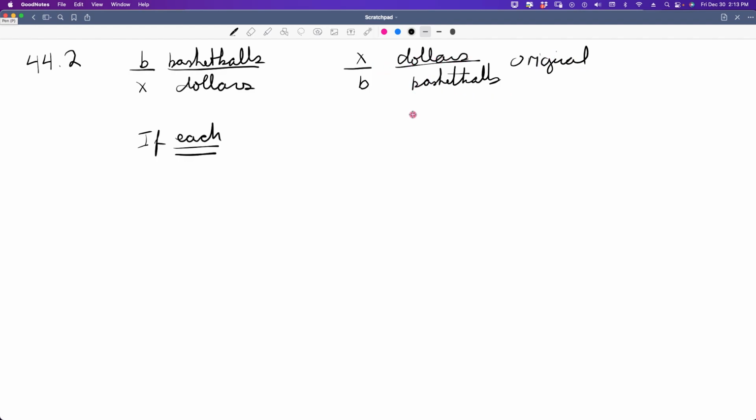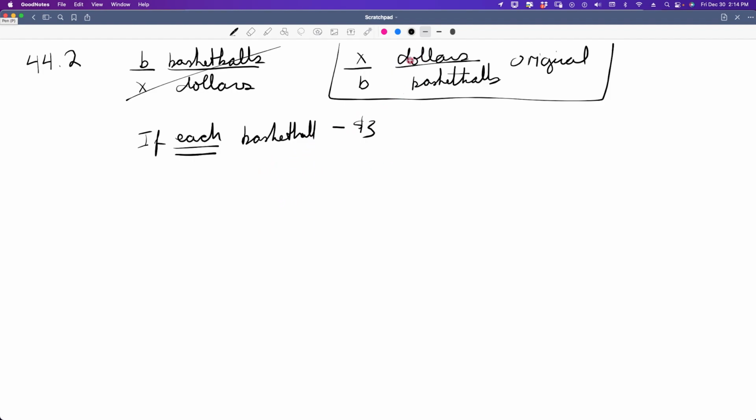Because we're talking about dollars, because it says if each basketball was $3 less, we are going to put dollars in the numerator because we're talking about the cost of the basketball. So dollars per basketball, $3 less per basketball. That's each, per basketball. So this is the one we're going to use, not this version, because it's basketball per dollars. This is dollars for each basketball. So this is the one we want to use.